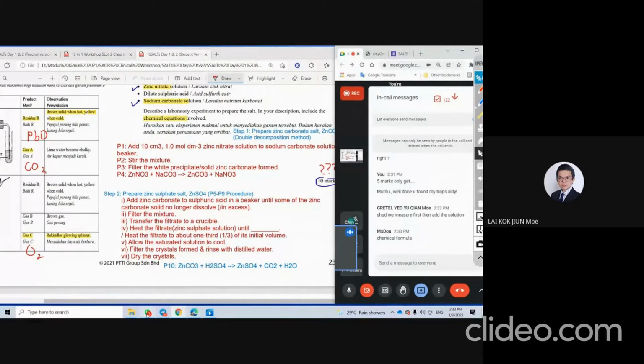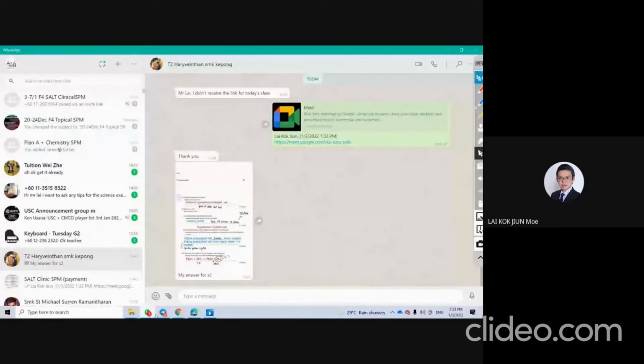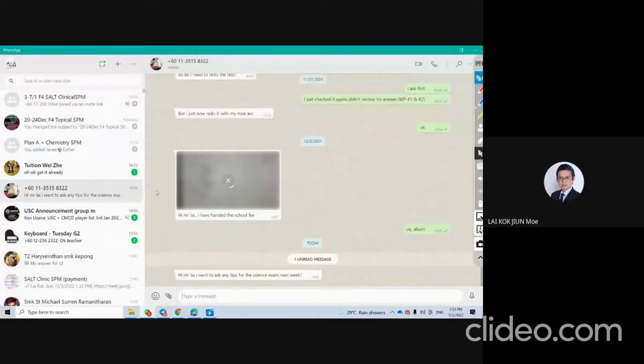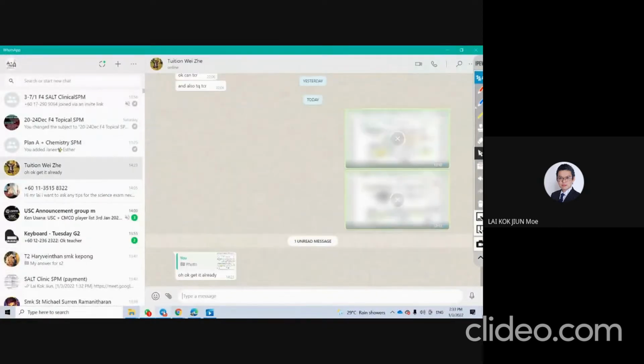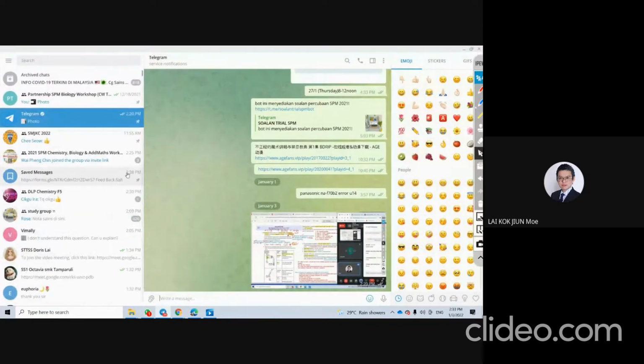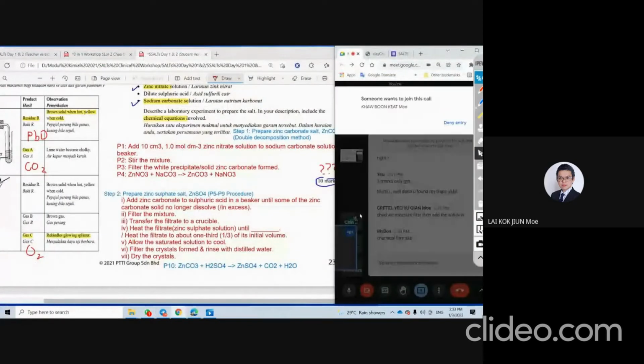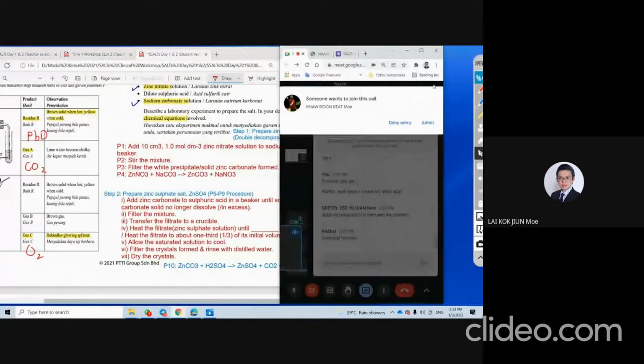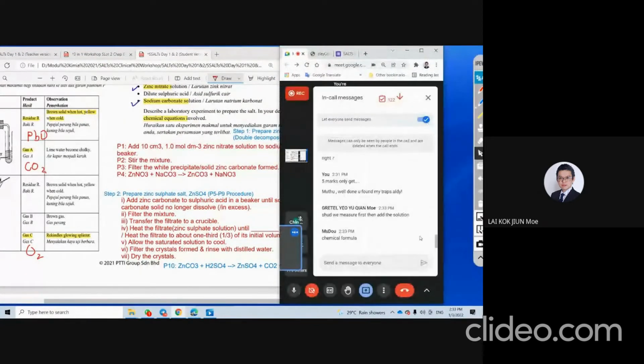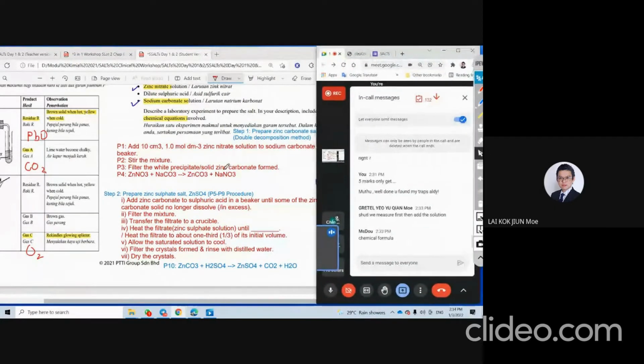Okay, chemical formula wrong. Our friends say chemical formula wrong. Okay, we still have friends joining in. Welcome, our friends. So now we are discussing the question here.